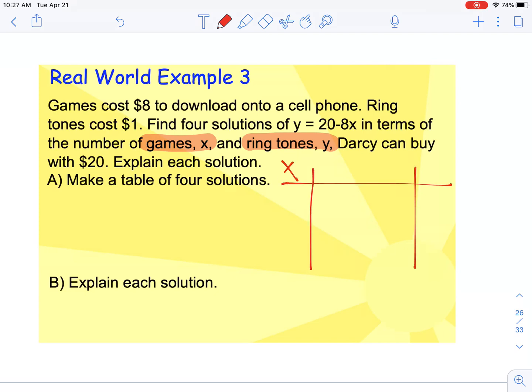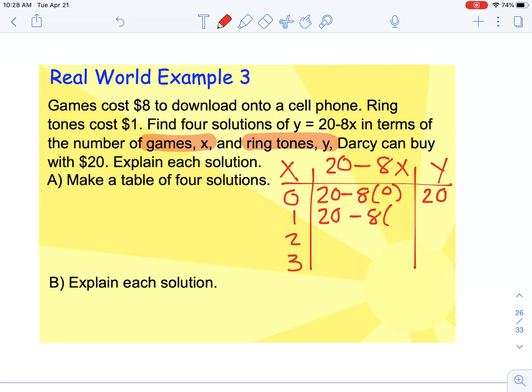So I'm going to make my function table where I have x, which is the games. My function is 20 minus 8x, and then I have my y. So I am going to just plug in a few, it says 4, so I'm going to just do 0, 1, 2, and 3. There's 4 numbers there, and then I'm going to plug in and solve. So I have 20 minus 8 times, and I'm going to plug in 0 for x. 8 times 0 is 0. 20 minus 0 is 20.